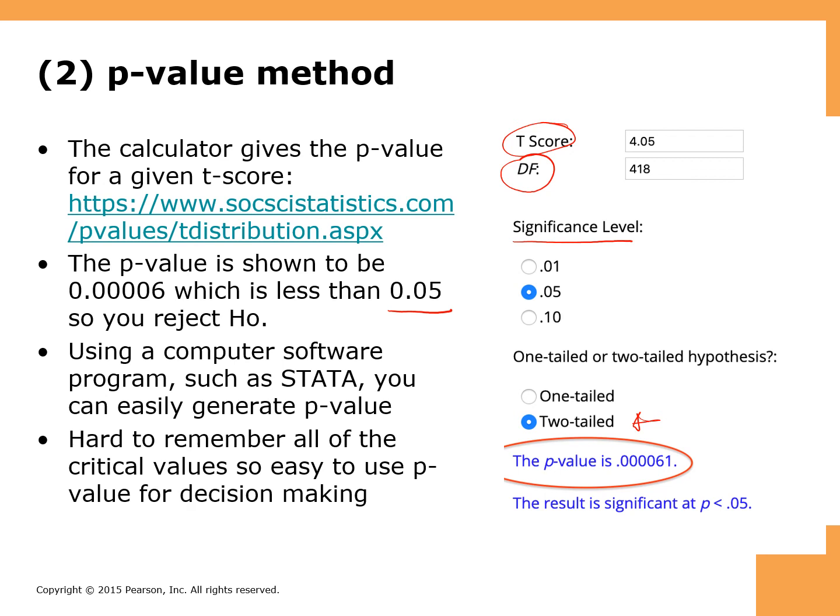In this course, we're going to use the computer software Stata. So you never have to calculate the p-value. It spits out the p-value for you, so you don't have to worry about that. Also, with Stata, it's easy to use the p-value method instead of the critical value method. Because with the critical value method, you need to know the critical value, whereas with the p-value method, you only need to know the significance level.